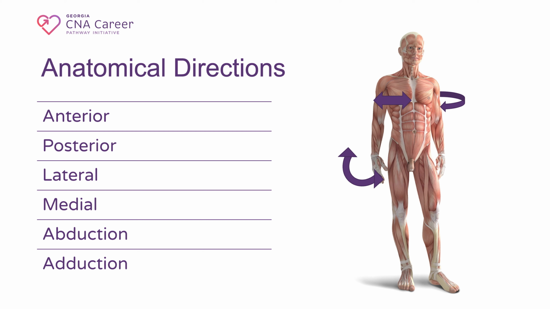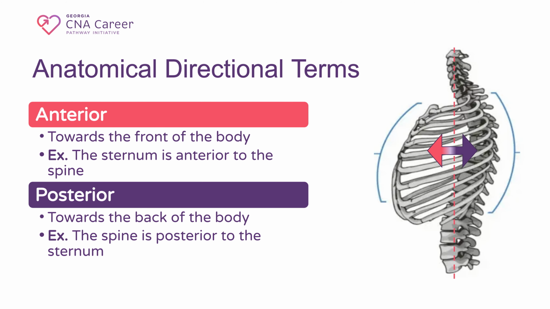You should be familiar with 6 key terms: anterior, posterior, lateral, medial, abduction, and adduction. The term anterior is associated with the front of the body. Posterior is associated with the back sides of the body. For example, in the picture shown, we can see that the body of the sternum is anterior, in front, to the spine. And if we were speaking of the location of the spine, it is posterior to the sternum.